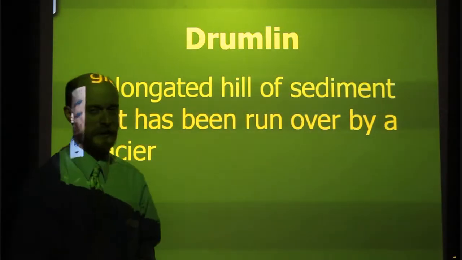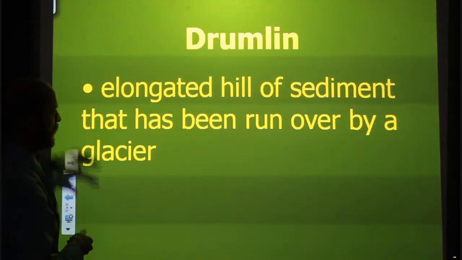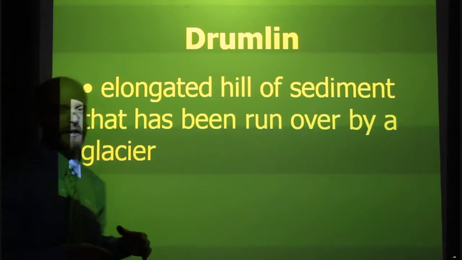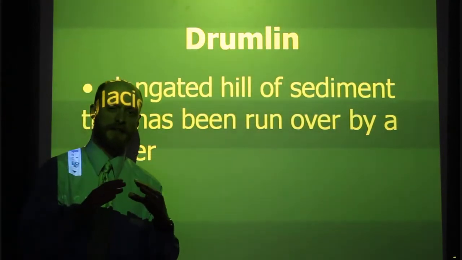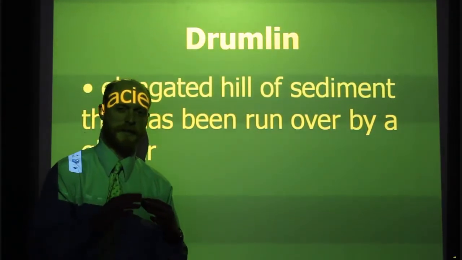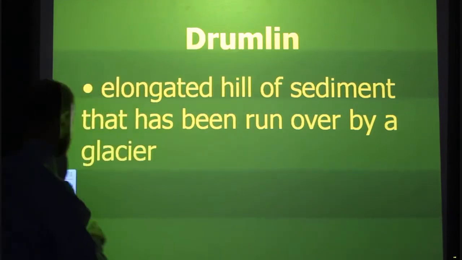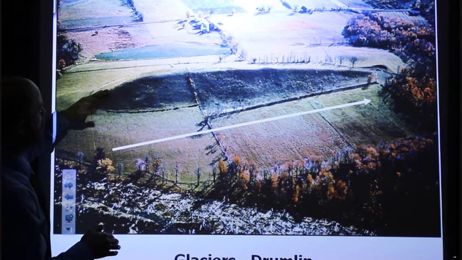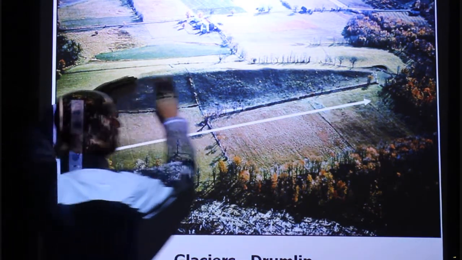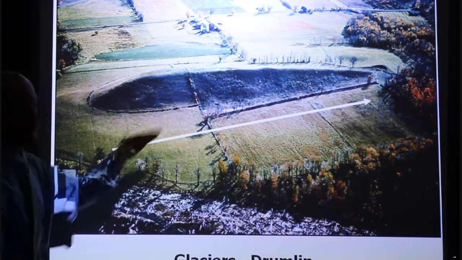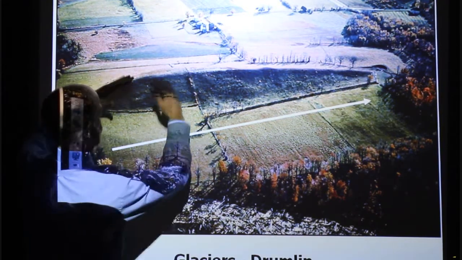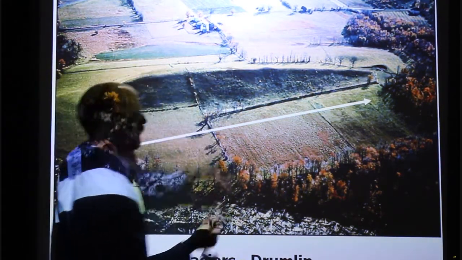A drumlin is a feature for glaciers. It's an elongated hill of sediment that basically has been run over by a glacier. Okay, so it was a pile of sediment that was deposited under a glacier, and the glacier runs it over and kind of stretches it out in one direction. Great picture of a drumlin here. And you can see how this is the steeper side, and then this is much more gradual. And the arrow in here shows the movement of the glacier in this case. It moved this way. So it was a pile like this, and the glacier moved it over.